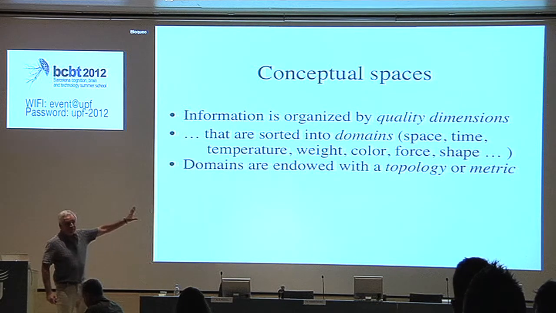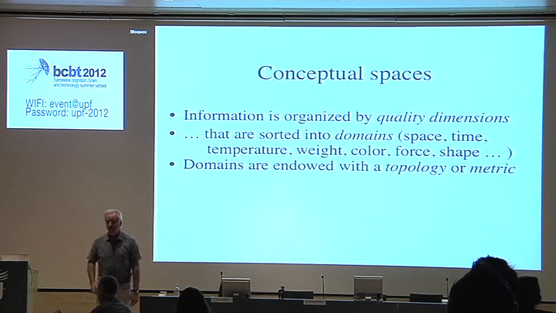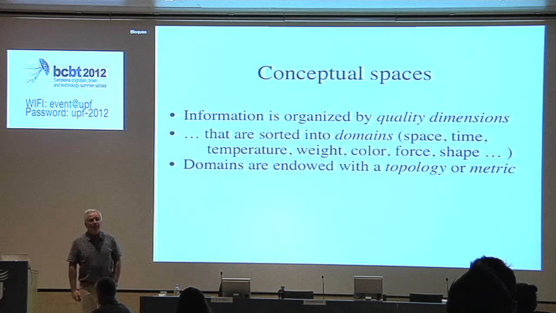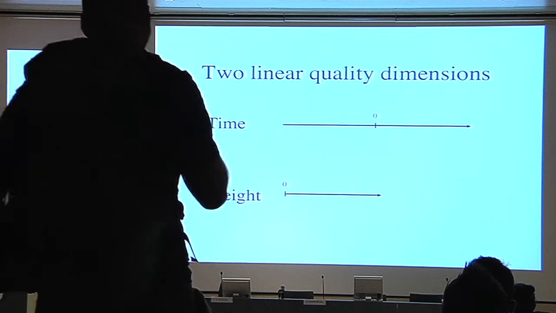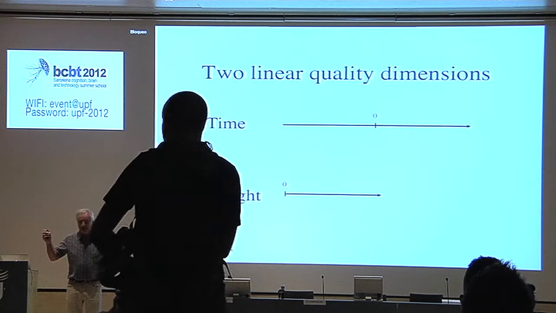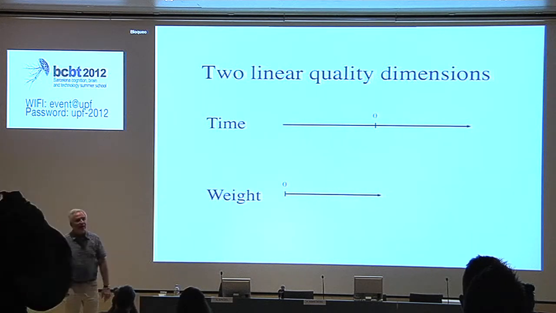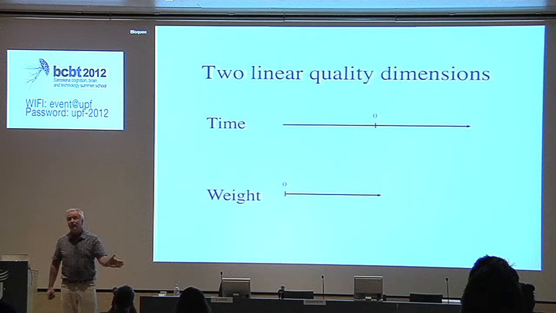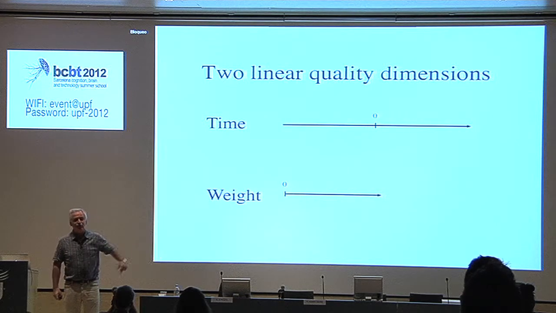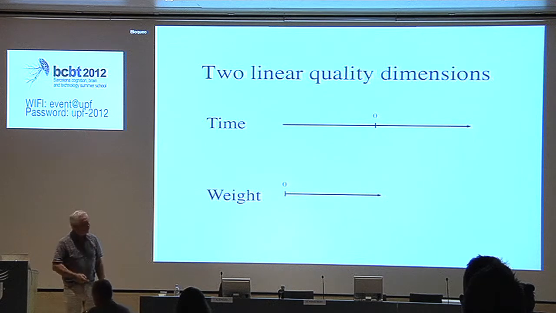Now, these domains, and this is a very central point, have a certain geometrical and topological structure. To give you a very simple example of what I mean, we have this representation of the timeline as a full real line, without a beginning and without an end. But if we think about the weight domain, it's only the positive real numbers. We don't think about negative weights. So there is a difference in the underlying structure of these two domains.